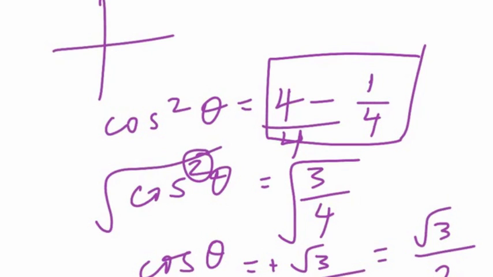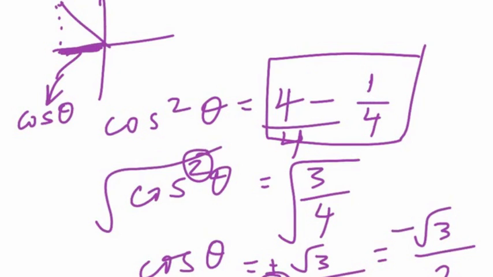Well, remember that our angle was in quadrant 2, and in quadrant 2, cosine is actually a negative x value. Remember, this is cosine here. So we know that we're going to be taking the negative solution there. So cosine of theta is equal to negative radical 3 over 2.